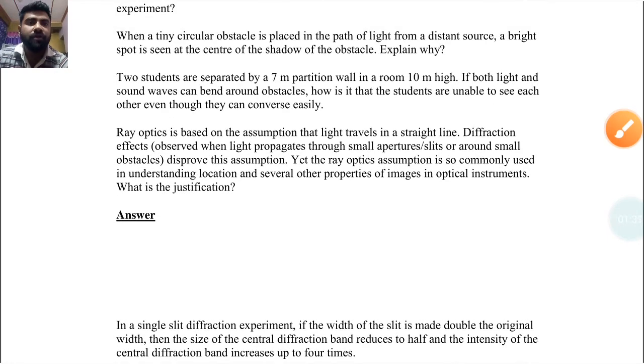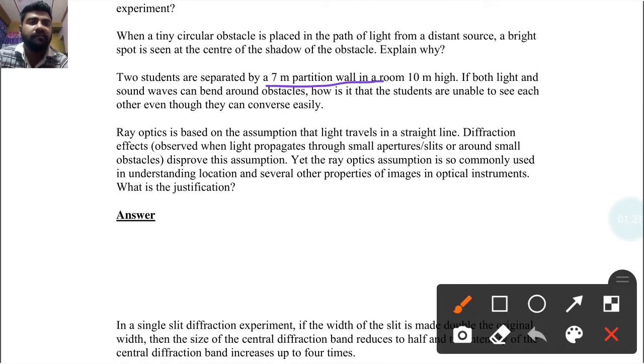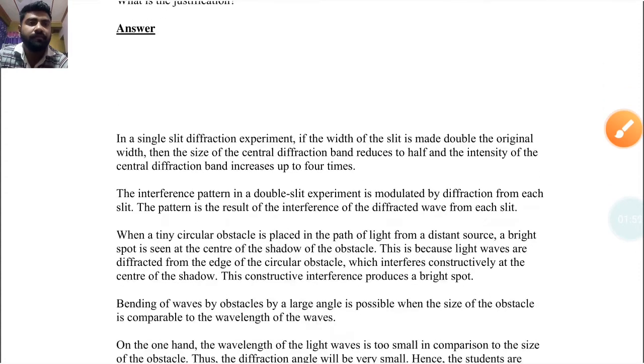Then fourth is, two students are separated by a 7-meter partition wall in a room 10 meters high. If both light and sound waves can bend around obstacles, how is it that the students are unable to see each other even though they can converse easily?